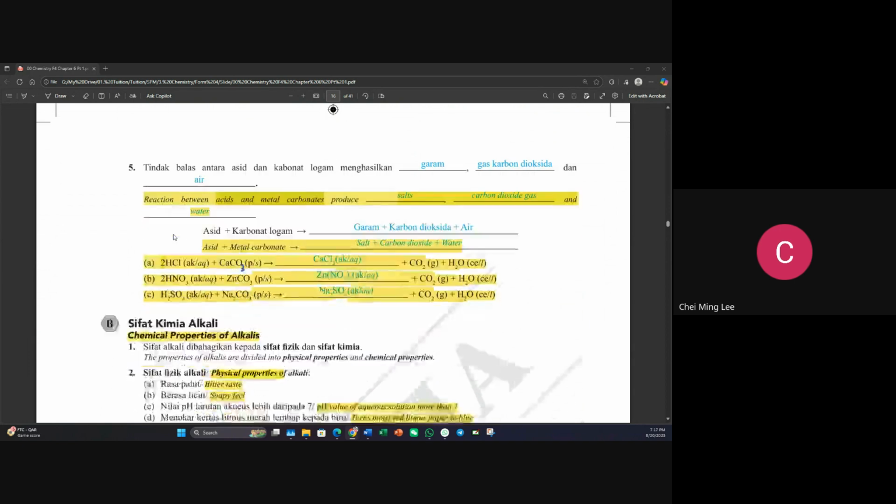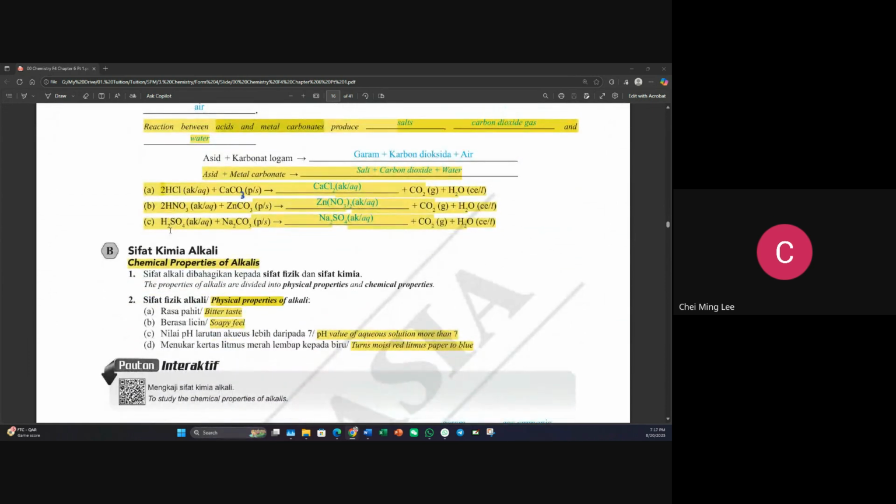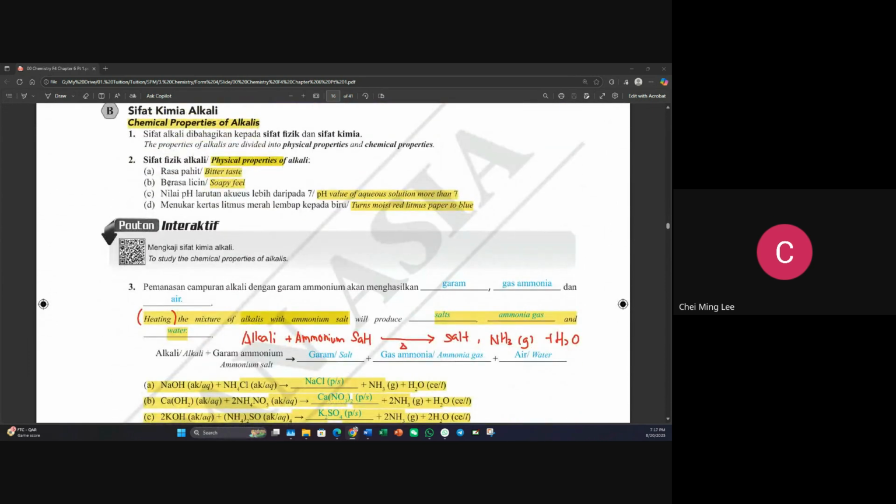All right, now let's see the chemical properties of alkali. For the physical properties, you have bitter taste and soapy feel, meaning that when it is in solid form, the surface feels slippery. The pH value of its aqueous solution is more than 7, and it turns moist red litmus paper to blue.